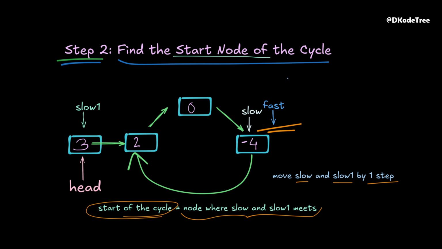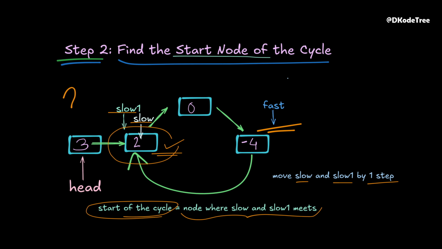So let's continue this example and verify it. So we move slow 1 by 1. So slow 1 comes to 2 and also the slow pointer by 1. And we can see that the slow pointer also reaches 2. In this case, this is the point where these 2 pointers meet. So this is the start of our cycle and we will return node 2 as the result. If we look at this example, we can see that this is actually the start of the cycle because this is the point from where we are entering into the cycle.